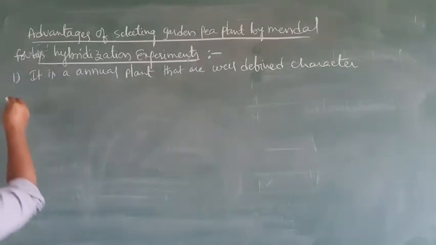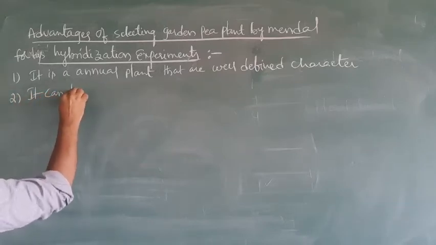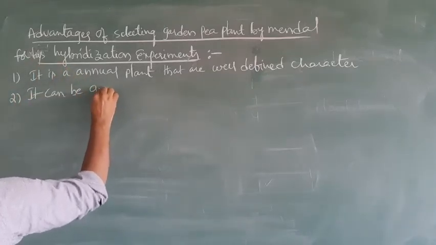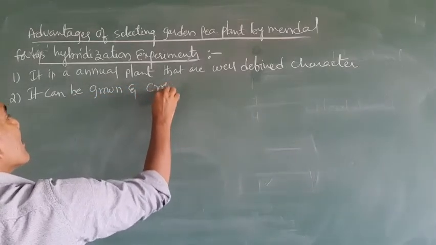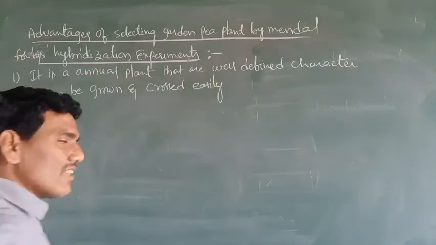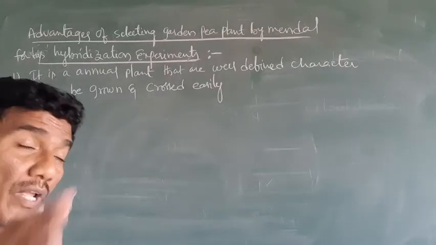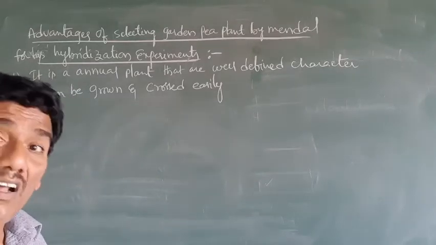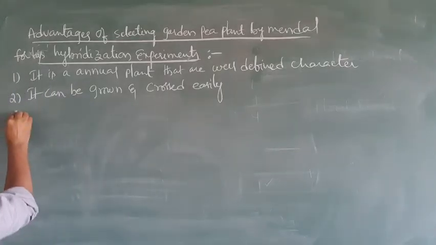Next one, second point. It can be grown and crossed easily compared with the remaining plants. The growing of the pea plant is very easy and the crossing of the pea plant is also very easy.